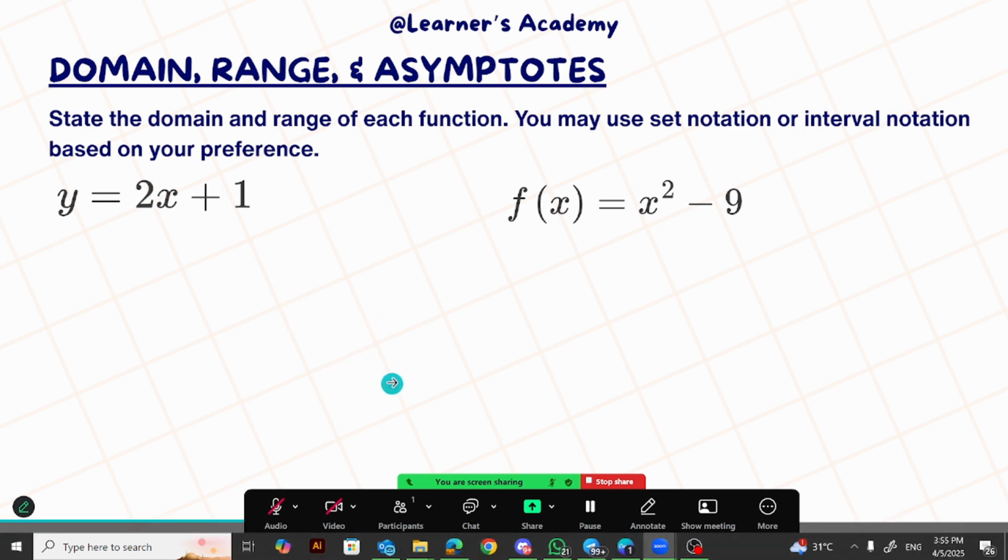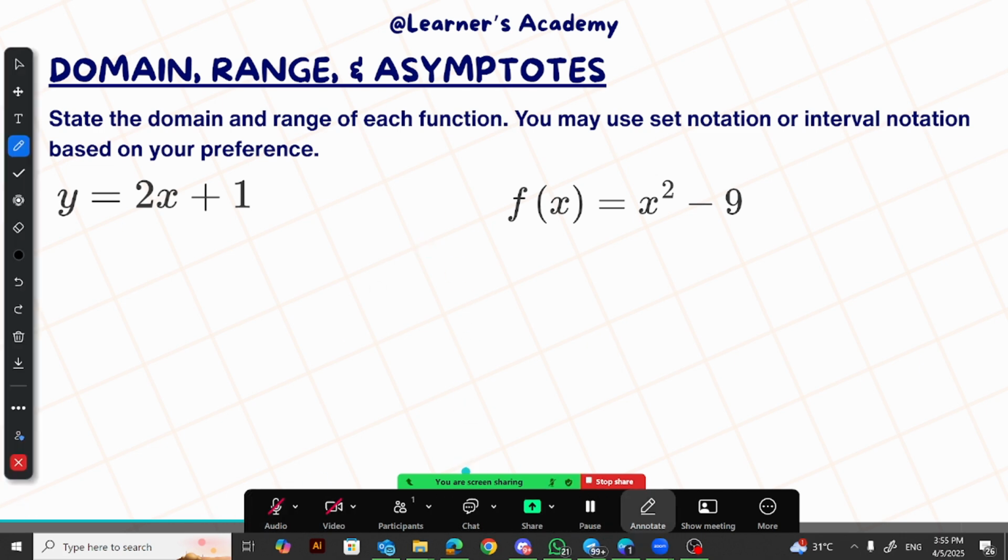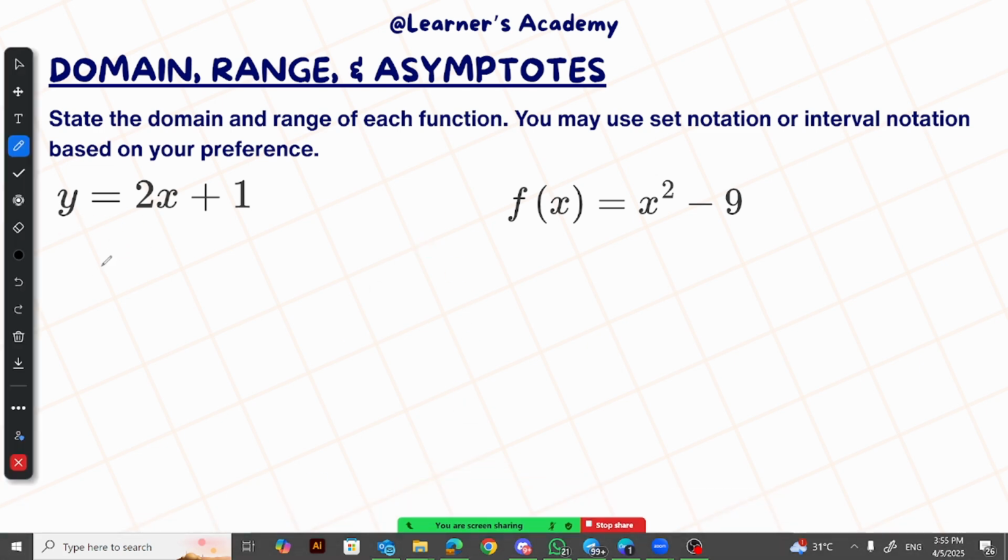So we are given these functions, and based on that we have to determine if there are any asymptotes at all, and if there are, we have to figure out the domain and ranges of these equations. Okay, so let's start with the first question, being y equal to 2x plus 1.